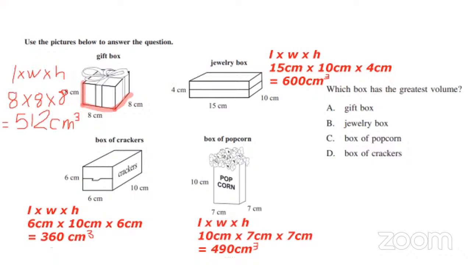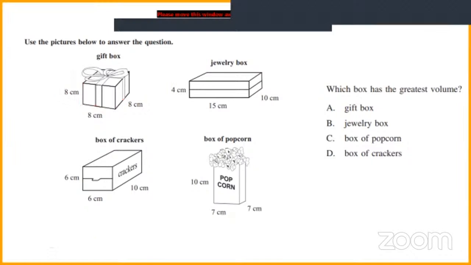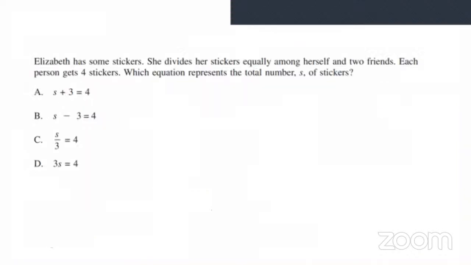So I'm going to go ahead and clear the screen and let's move on to our next question. So this question is, Elizabeth has some stickers. She divides her stickers equally among herself and two friends. Each person gets 4 stickers. Which equation represents the total number of stickers? And stickers is represented by that S right there.